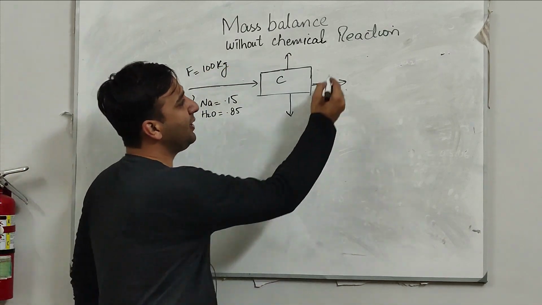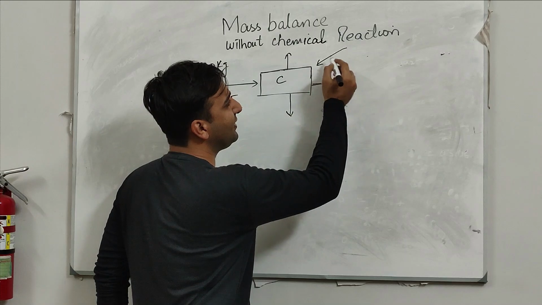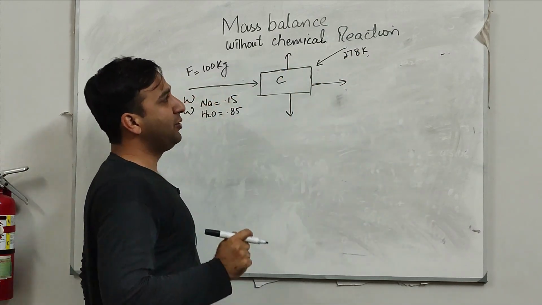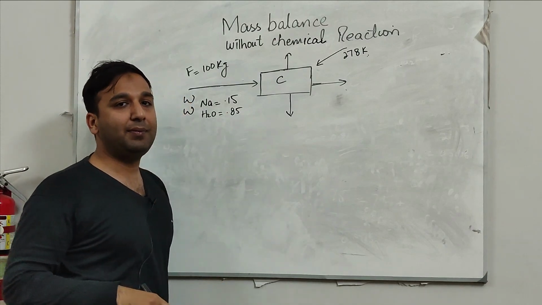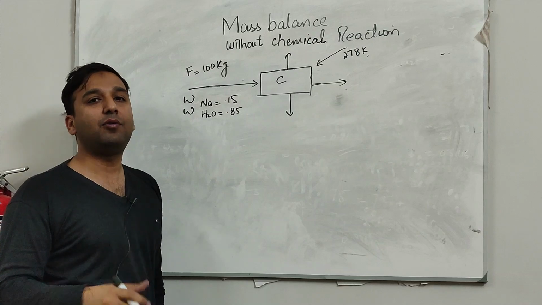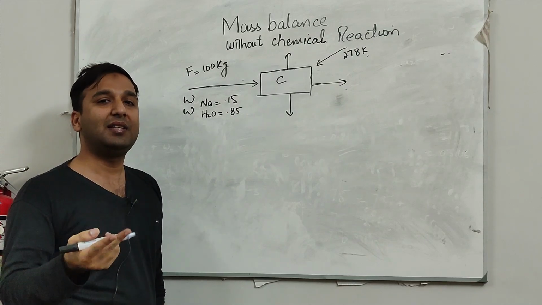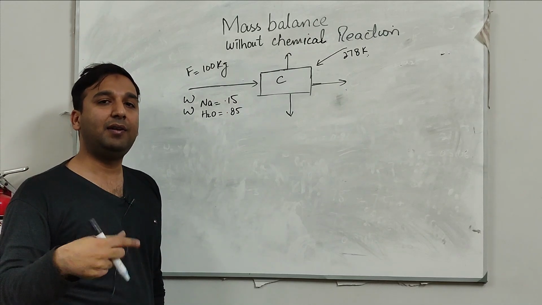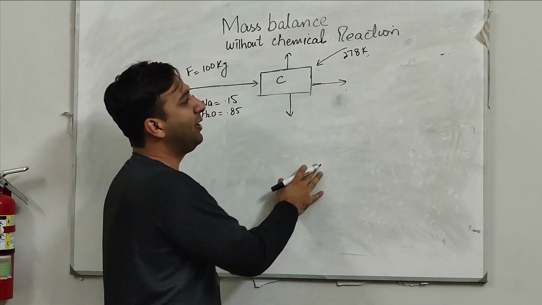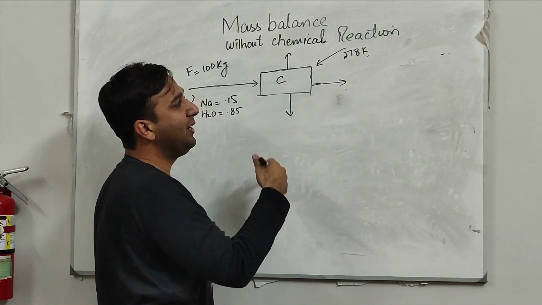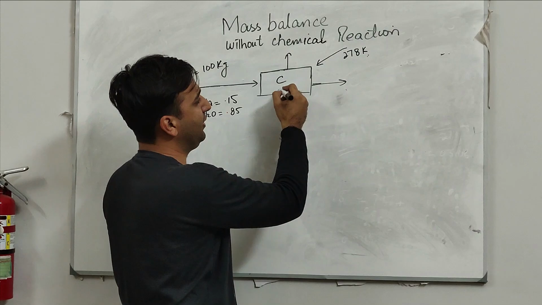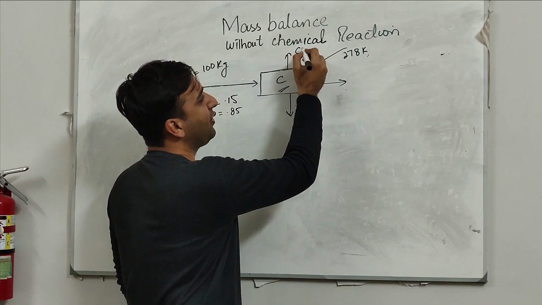After this, the problem says that on cooling to 278 Kelvin, water evaporates. So in crystallization, what happens? You cool the solution and crystals form in the solution. So two phases are formed after cooling: one will be the mother liquor and one will be the crystals. Now you have to cool, or you can heat. In this problem it is stated you have to cool this crystallizer and water will be evaporated.